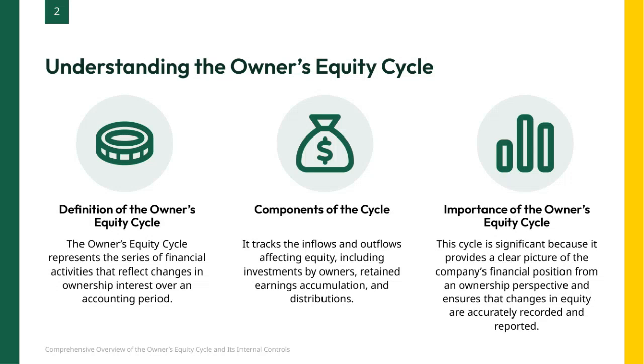The owner's equity cycle refers to the series of financial activities that show how ownership interest changes throughout an accounting period. Essentially, it tracks the flow of capital from the owners into the business and any returns back to them. The cycle consists of key components such as investments made by the owners, the accumulation of retained earnings, and any distributions or withdrawals. Understanding this cycle is crucial because it offers a clear view of the company's financial standing from the owner's perspective, ensuring that all changes in equity are properly recorded and reported. This accuracy is vital for both internal decision-making and external reporting.